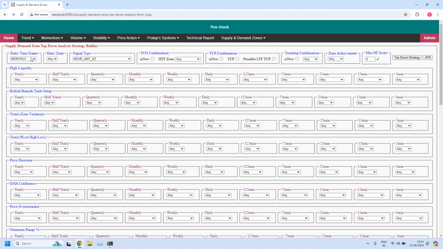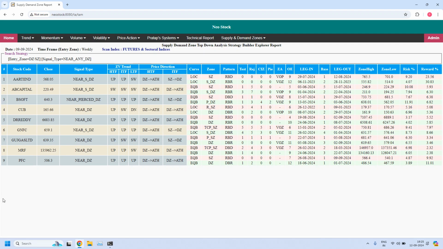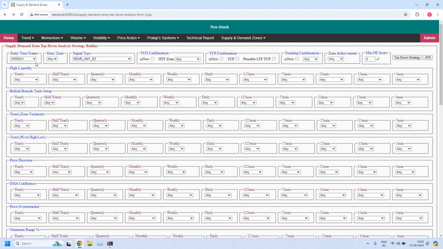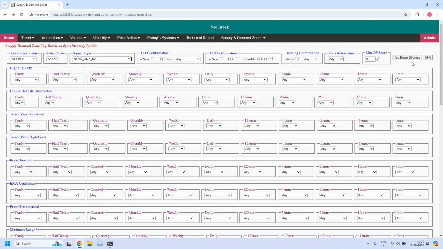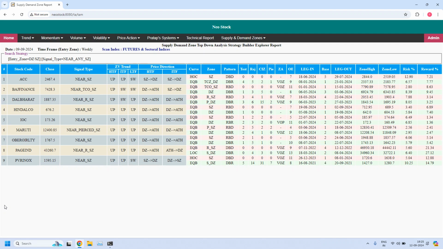Next time frame is weekly. Let us find the stocks near weekly demand zone. 9 stocks are filtered near to the weekly demand zone. Next, for weekly time frame, let us find the stocks near weekly supply zone. 9 stocks are filtered near to the weekly supply zone.